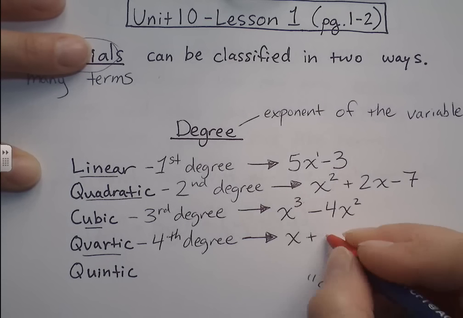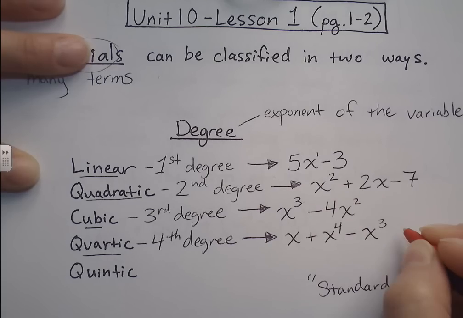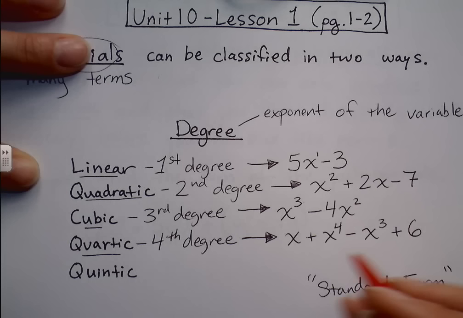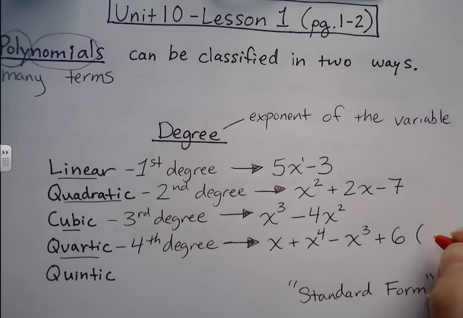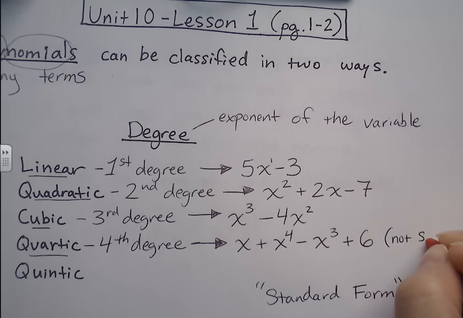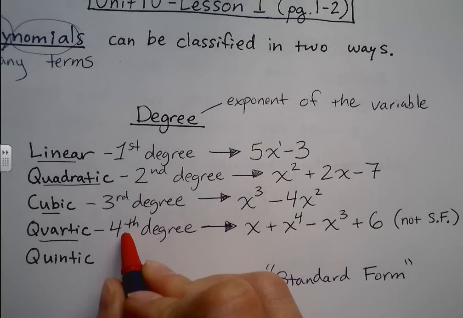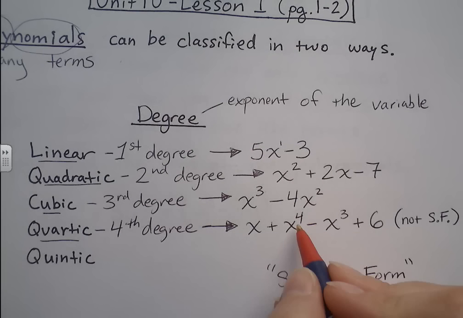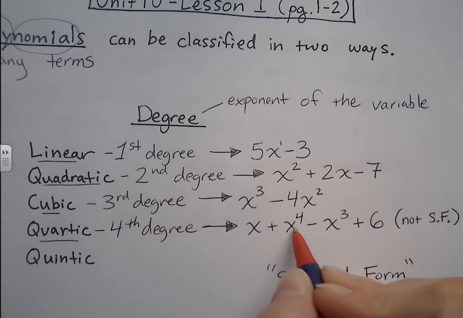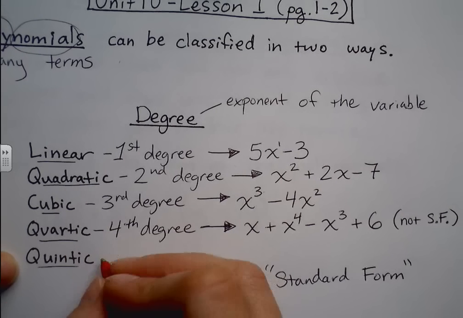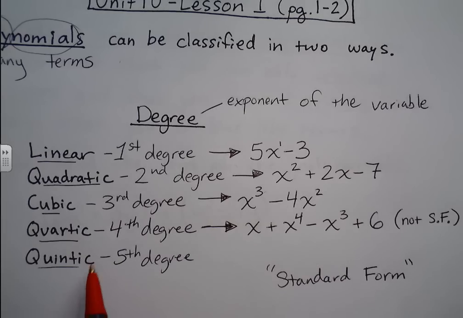Let me show you an example of one that would not be in standard form. x plus x to the fourth minus x cubed plus 6. That would be an example of a polynomial that is not in standard form. But it's still fourth degree because the largest exponent is still 4. Okay, so it doesn't have to be the first exponent, it's the largest exponent.